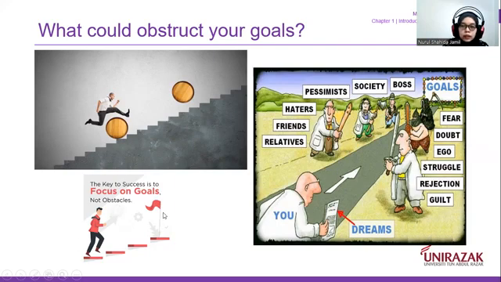Okay, this is a good quote, so I put it here for you. Just focus on goals. Don't overthink about your obstacle. That doesn't matter.